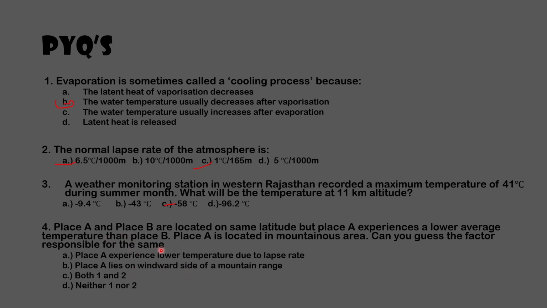Since you have to make a guess in this question, it can be both the factors. First of all, it is in a mountainous area, so it will experience lower temperature due to lapse rate. The second option is also correct because it may be on the windward side of the mountain, due to which it will receive plenty of rainfall and therefore remain relatively cooler. So in this case, option C would be correct.